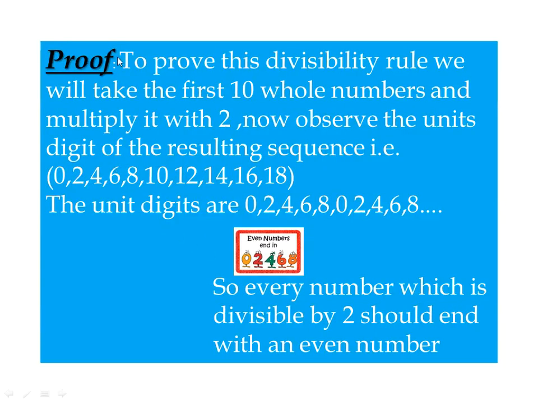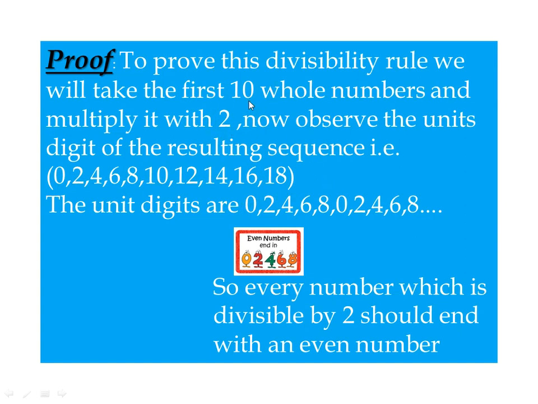Now this is the proof. To prove this divisibility rule, we will take the first 10 whole numbers, starting from 0 up to 9, and multiply them with 2, and we get a sequence, right? Just observe the units digit of the resulting sequence, and this is the sequence you're going to get: 0, 2, 4, 6, 8, 10, 12, 14, 16 and 18.